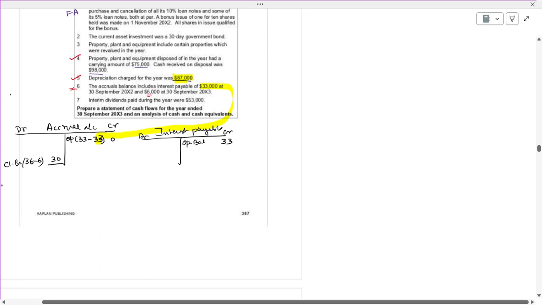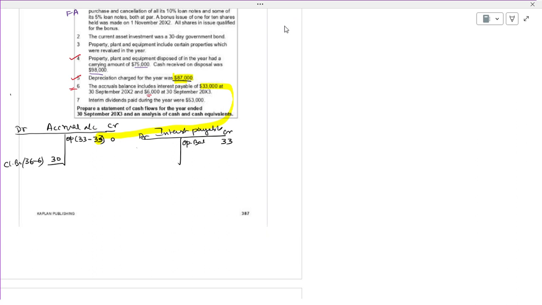Is it right? The same interest. We have to take this interest and show it here. How much is there in the interest payable? The closing balance is 6. Is it okay to you?